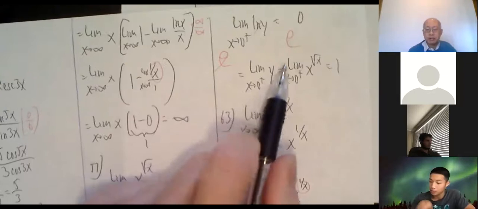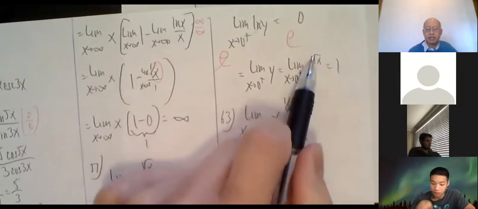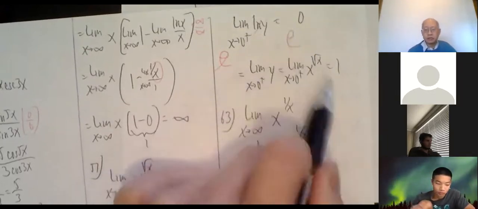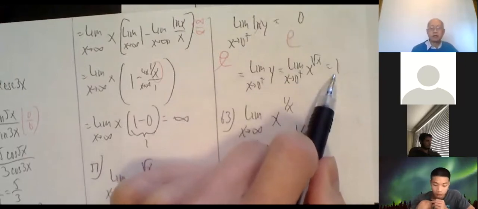The original problem: limit as x approaches 0 from the right of x raised to the radical x. And the answer is e to the 0, which is 1. Okay, so my answer is finally 1.